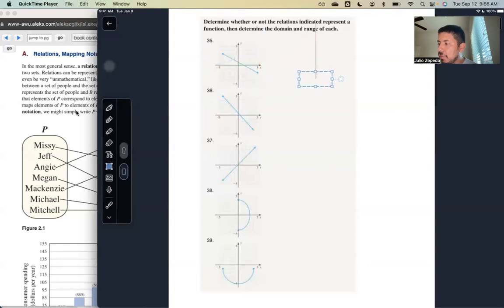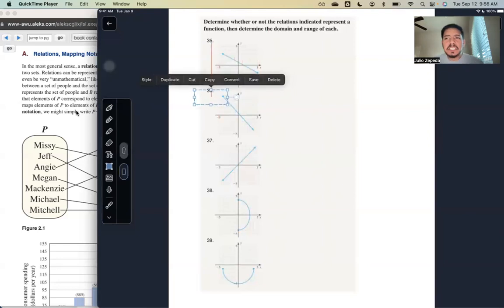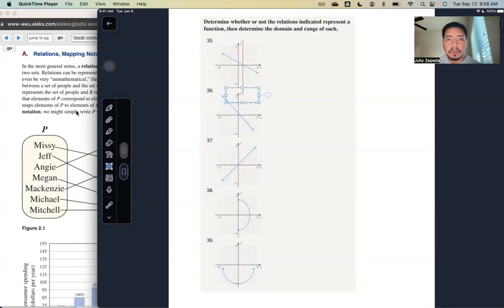And then it also says determine the domain and range of each. If it is not a function, the set of points is still called a relation. So the instructions say determine whether or not the relations indicated represent a function, then determine the domain and range of each. So let's see, I'm going to use the vertical line test, and nowhere does the vertical line cross more than once. So this is a function. So I will write here for number 35, function.